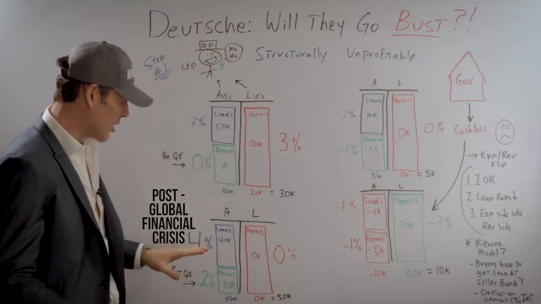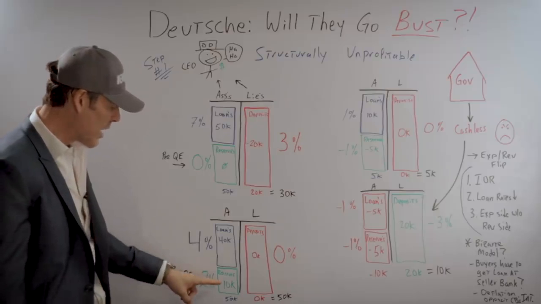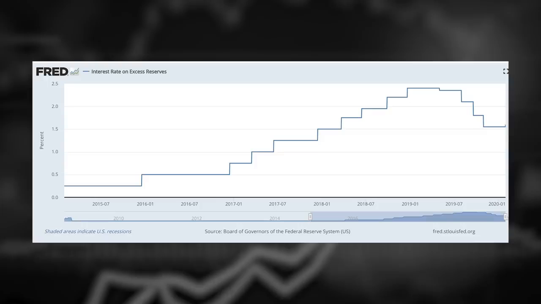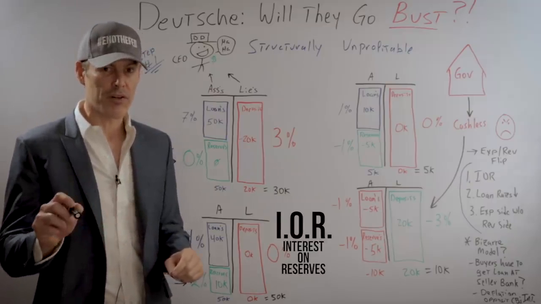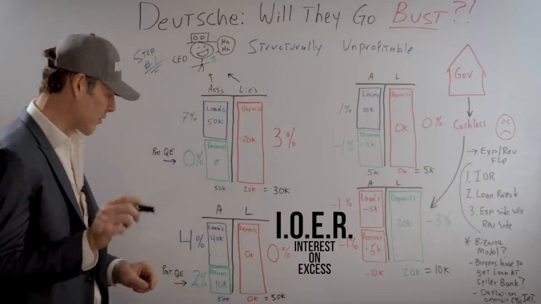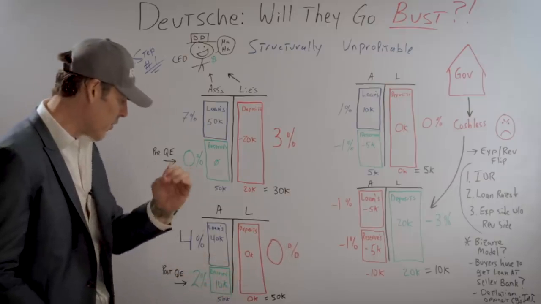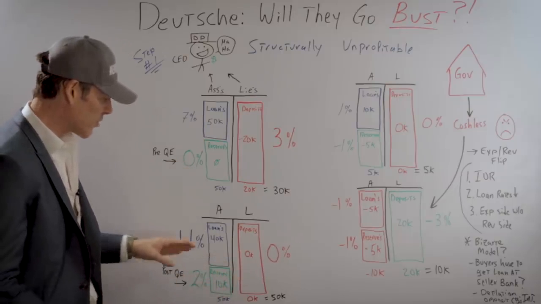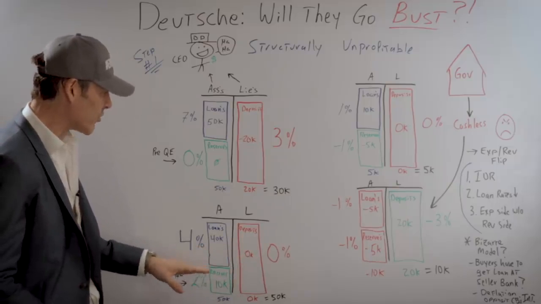Post-GFC, everything changes. The central banks, in this case the Federal Reserve, started paying the banks for the reserves that they kept with the Fed. Let's say it's 2%. This is called IOR, interest on reserves, and IOER, interest on excess reserves. In this new type of model, they'd pay the depositors 0. They'd lend out at 4%, so there's still a 4% spread, and they'd get paid 2% on their reserves.